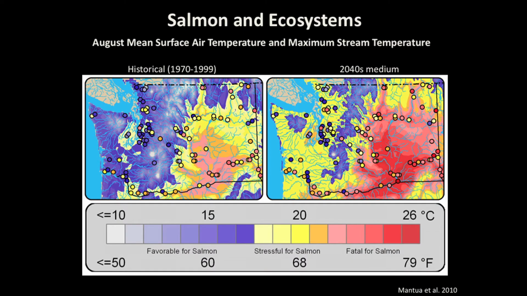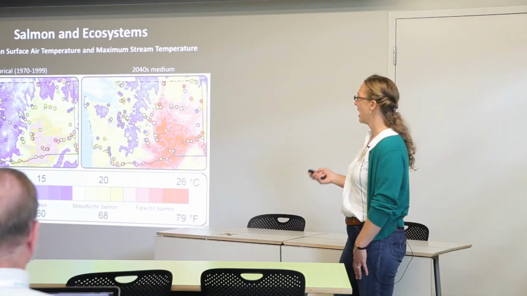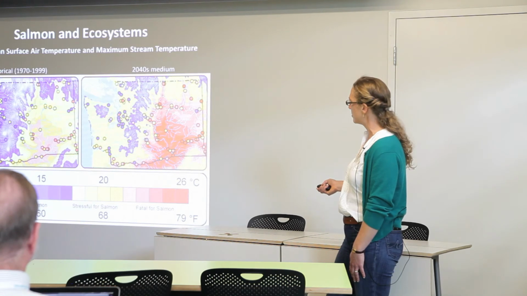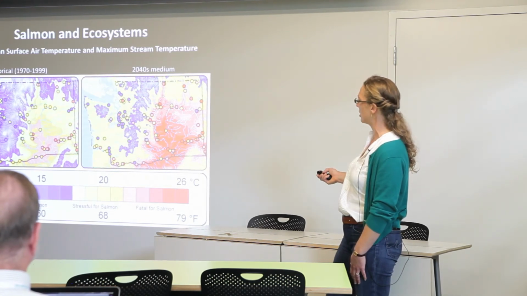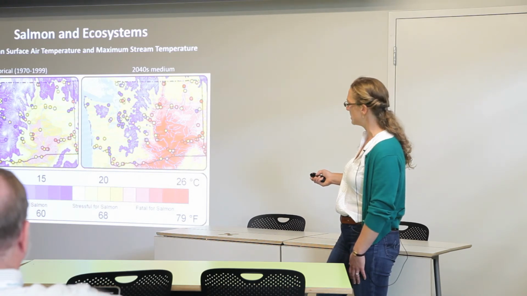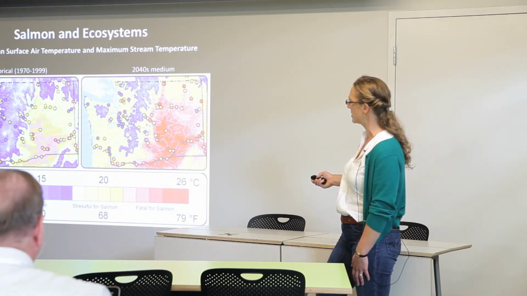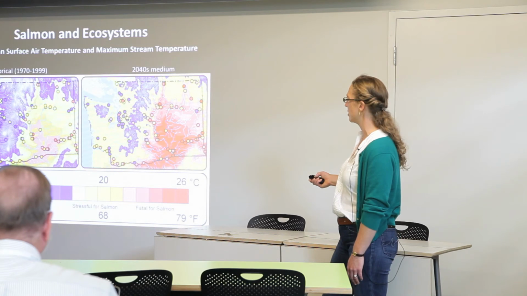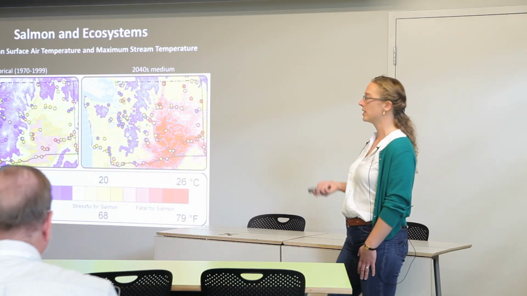So where these colors are getting into the oranges and the reds is where it becomes very stressful for salmon, because again, they're cold water species and don't like warm water. And you can see that's hugely so for the interior Columbia Basin, where it's projected to get much, much warmer. But you also see some sites on the western side of the Cascades that are going to undergo warmer temperatures.